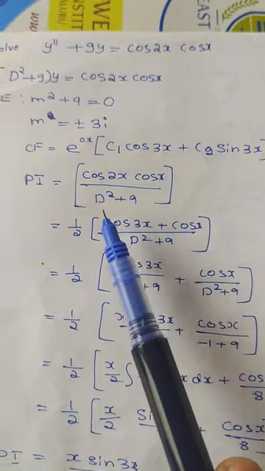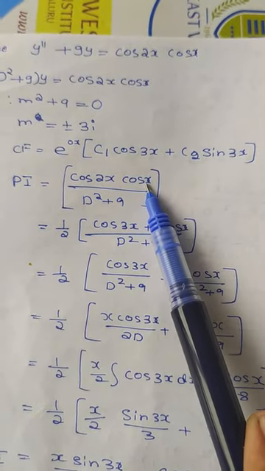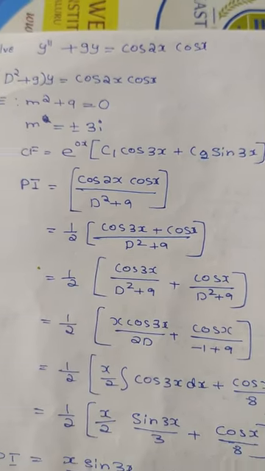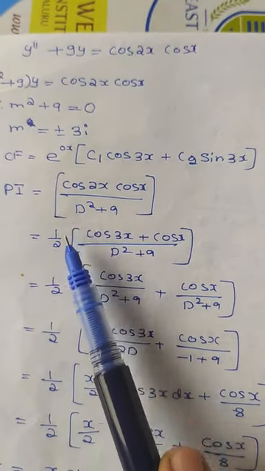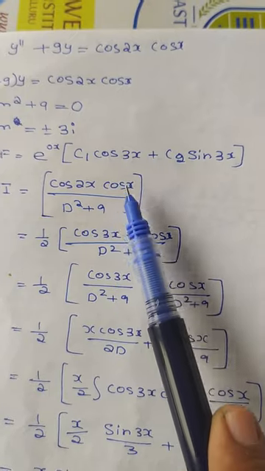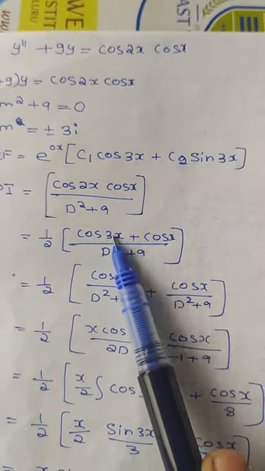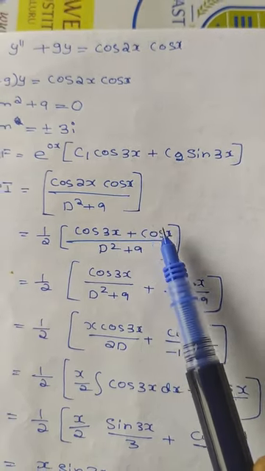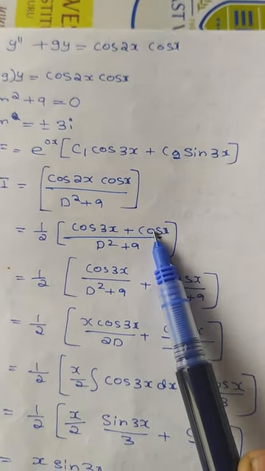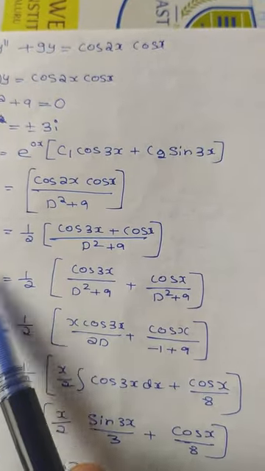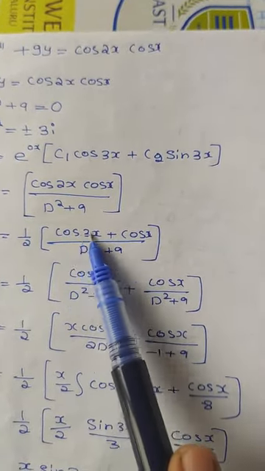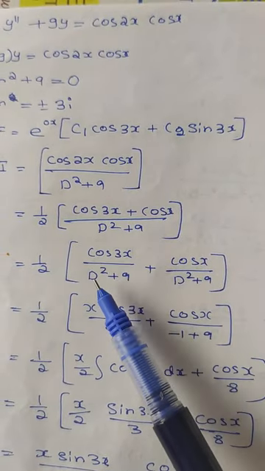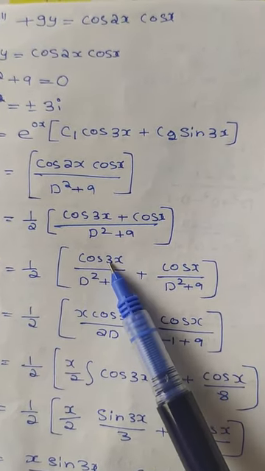Since it is a product, use the cos A cos B formula: cos A into cos B is 1 by 2 times cos of A plus B, that is 2 plus 1, 3, so cos 3x, plus cos of A minus B, that is 2 minus 1, so cos x, divided by 2. Take 1 by 2 outside the bracket. Then we get two terms. Separate them. Now use the same procedure. Replace D square by minus a square. What is a here? a is 3.